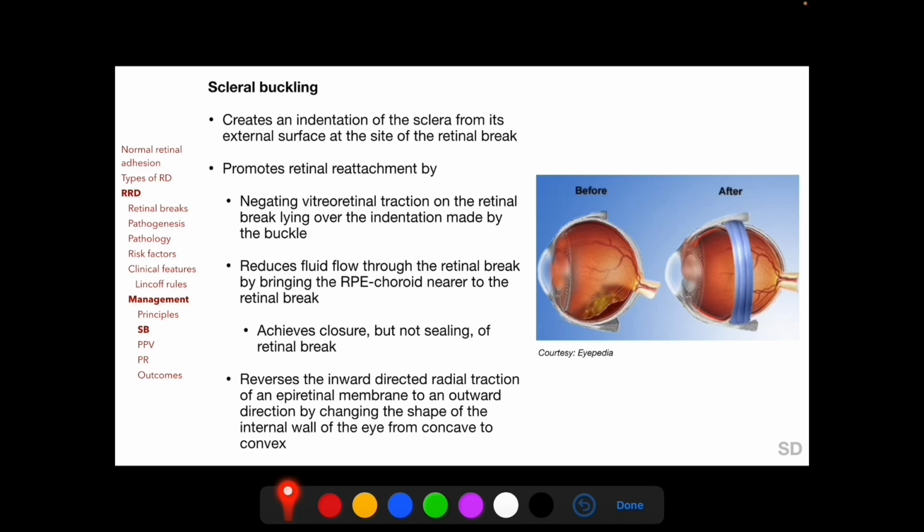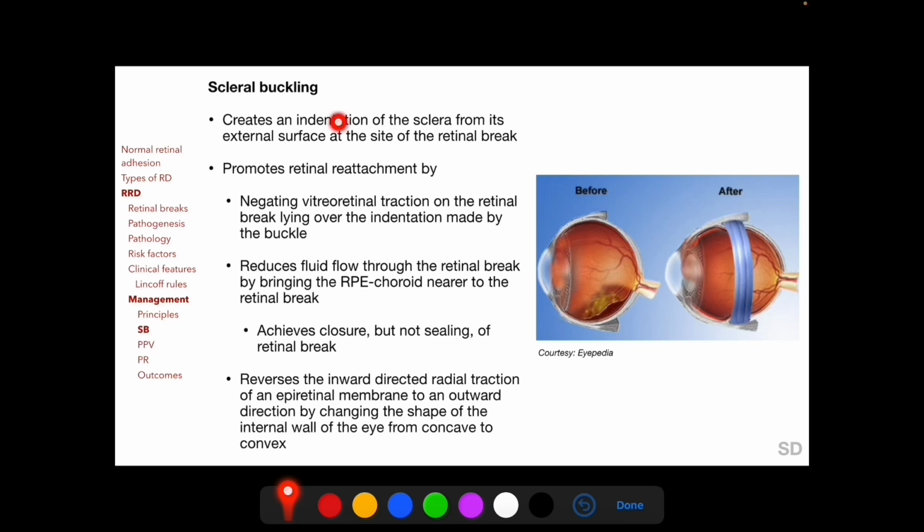There are three surgical procedures available to attach a detached retina, and they are scleral buckling, pars plana vitrectomy, and pneumatic retinopexy. In this session, we'll be discussing the principles of these surgical procedures and briefly discuss their techniques, and we'll be discussing these techniques in more detail in a later session.